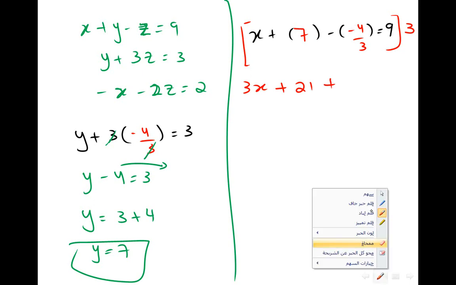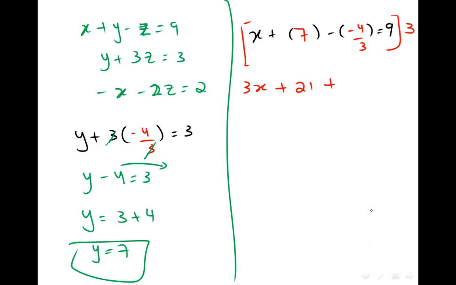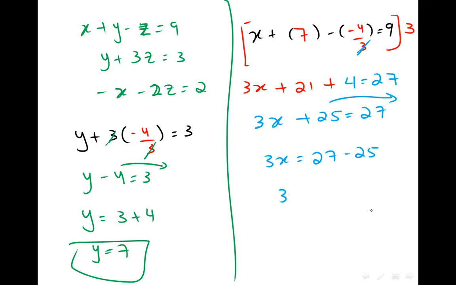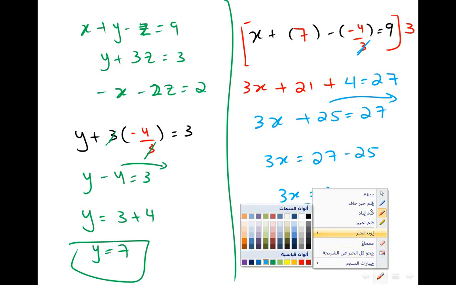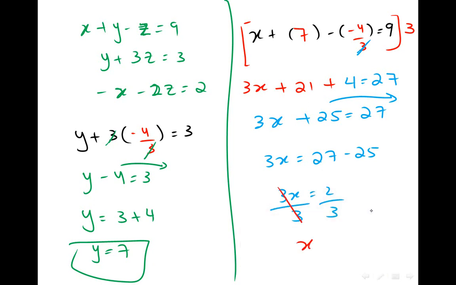And don't forget here that you can simplify. This 3 will be simplified with this 3, so it will be just 4 equal to 9 times 3 will be 27. 3x, 21 and 4 will be 25. Move this one back. 3x equal 27 minus 25. 3x equal 2. Divide both sides by 3, and here I can say that x equal 2 over 3.